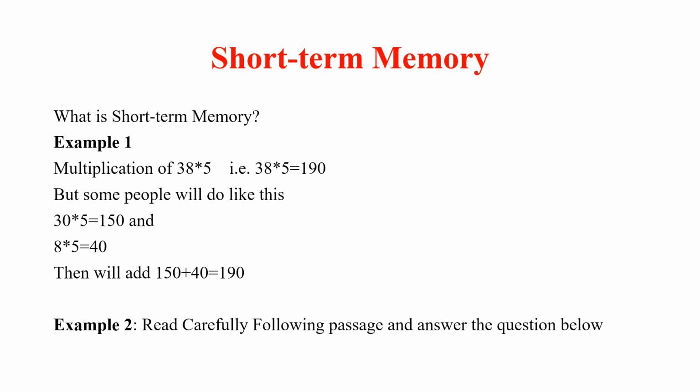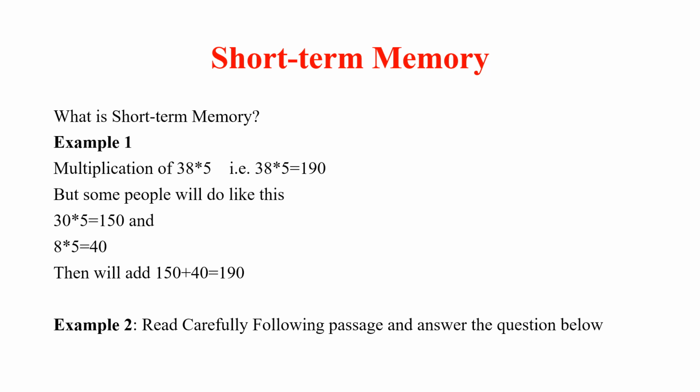By taking an example, you can see where the short term memory is used and then cleared. For example, example 1 is the multiplication of 38 into 5. If someone doesn't know the table of 38, then what will he do? He will split 38 into two parts, that is 30 into 5 and 8 into 5. 30 into 5 becomes 150 and 8 into 5 becomes 40. So by adding them it becomes 190, that is equal to 38 into 5.